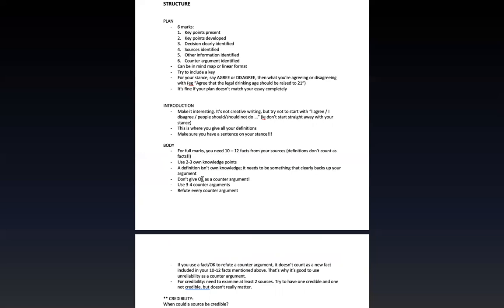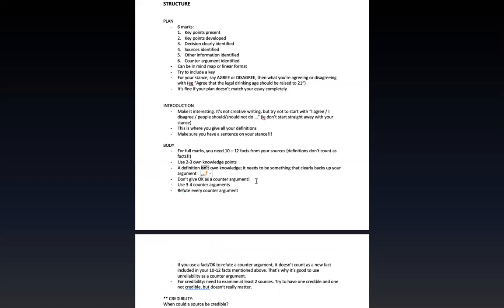Try not to use own knowledge as a counter-argument, or in fact, just don't. Don't use your own knowledge as a counter-argument, because your marker is going to think, why are you trying to give something that we haven't even given you in the source? Something that you've thought of yourself as a counter-argument, as an argument that's going against your stance. It really messes with the scientific merit of your argument, of your essays. So don't use own knowledge as a counter-argument.